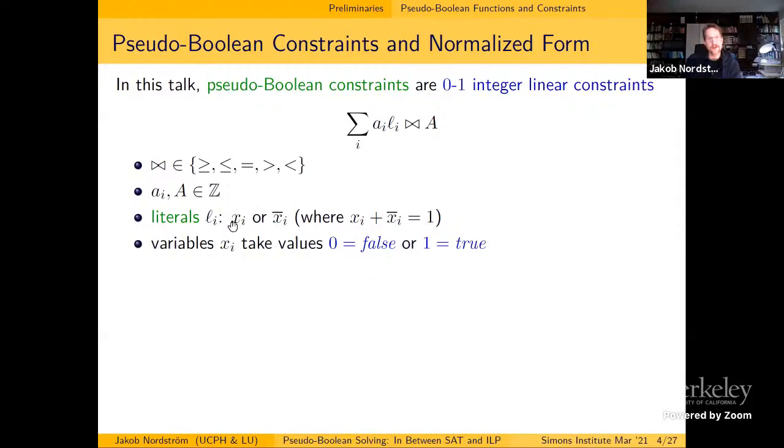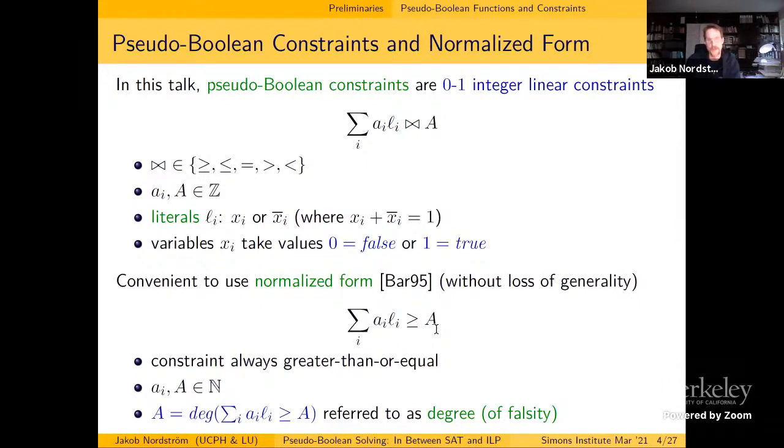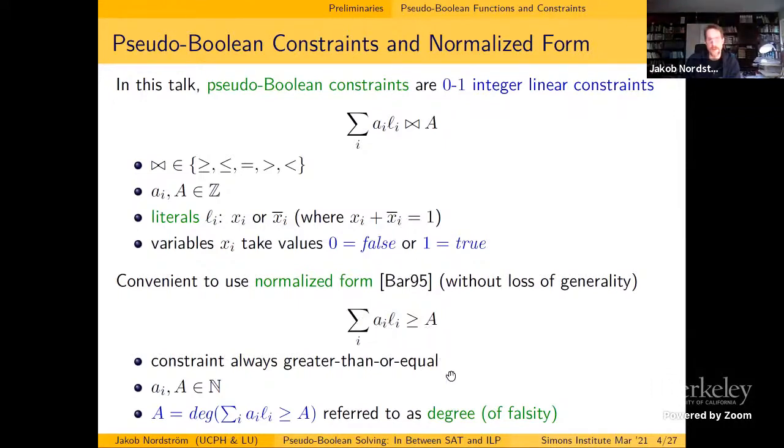And in general, in a pseudo-Boolean constraint, you could have any way of comparing them, but we will focus on, it won't be too important for the talk, but it's kind of nice when you describe how you reason with pseudo-Boolean constraints and when you implement algorithms to use what's called normalized form, where all of these coefficients and the constant term are non-negative integers. And the reason that you can do this without loss of generality is that if you have a negative coefficient for x_i, you just switch to not x_i instead. And in this normalized setting, the constant term is known as the degree, or the degree of falsity.